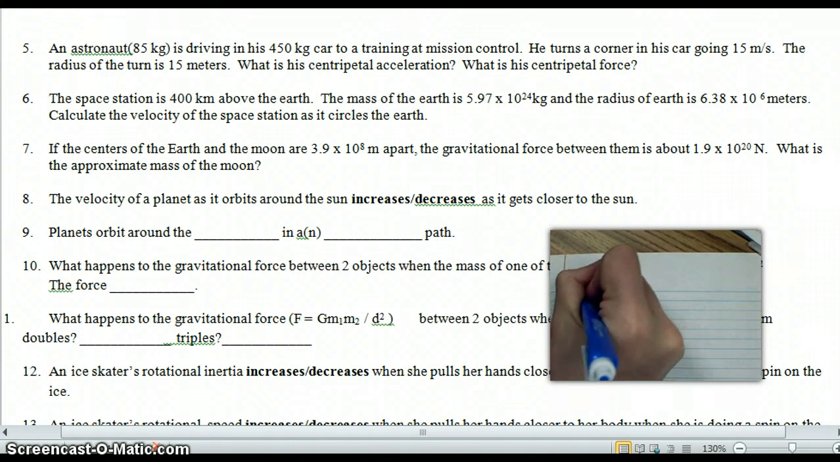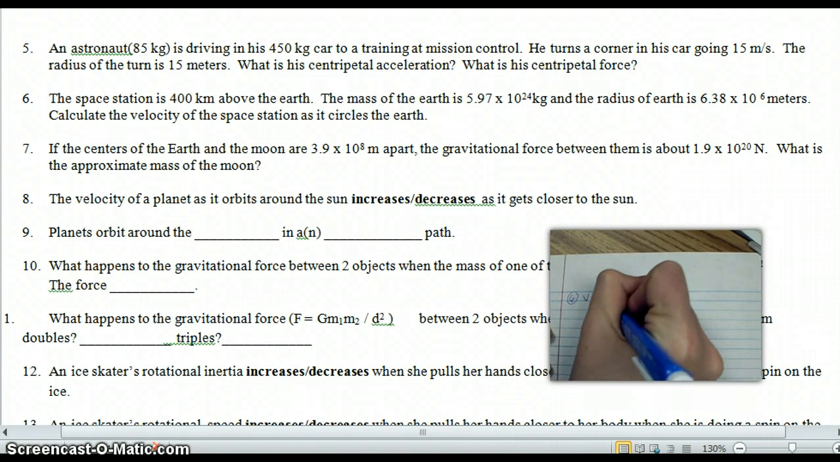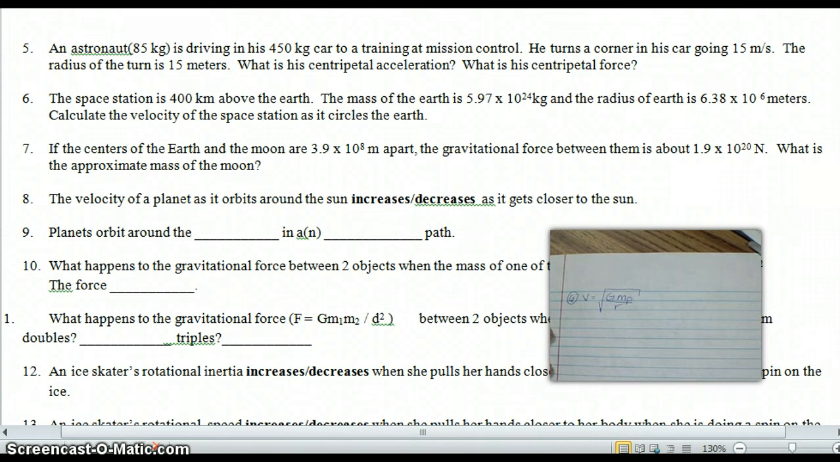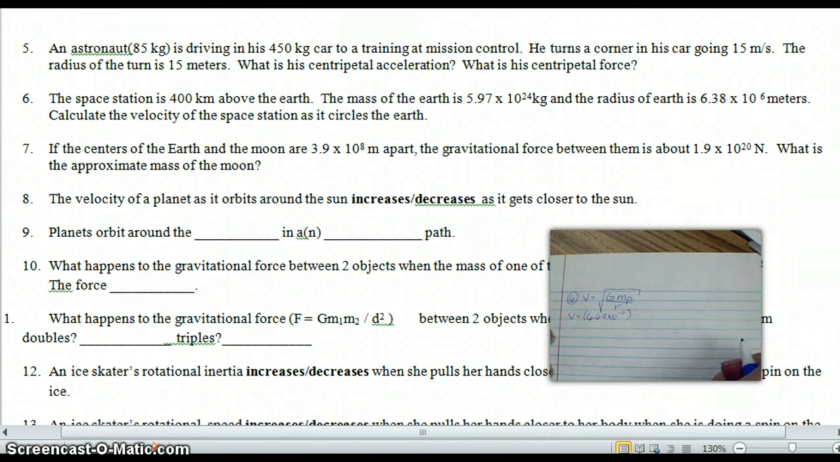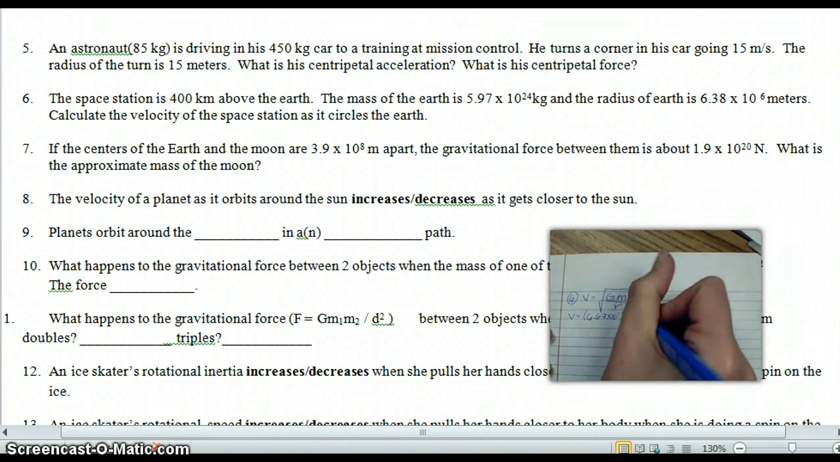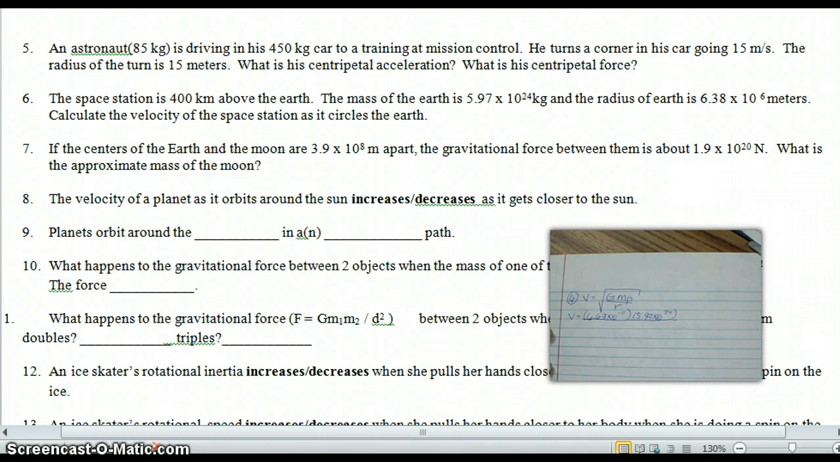The velocity equation we have is v equals the square root of g times the mass of my planet divided by my radius. So v equals, g is 6.67 times 10 to the negative 11th. They tell me the mass of my planet is 5.97 times 10 to the 24th. And they give me a radius that is 6.38 times 10 to the 6 meters.